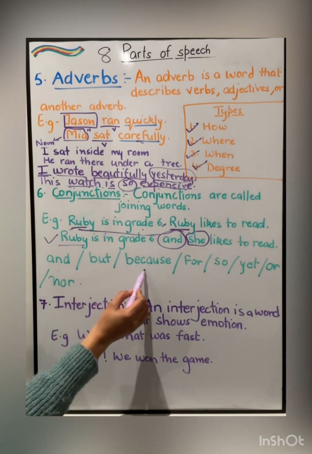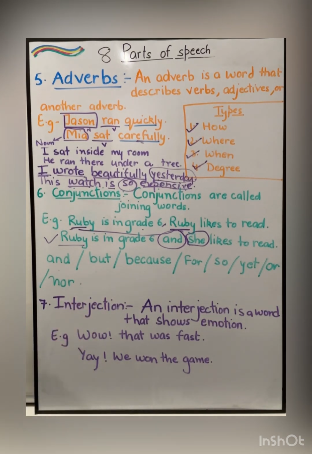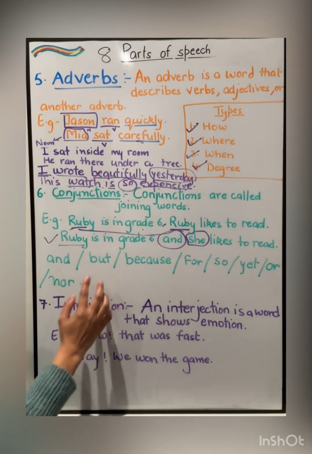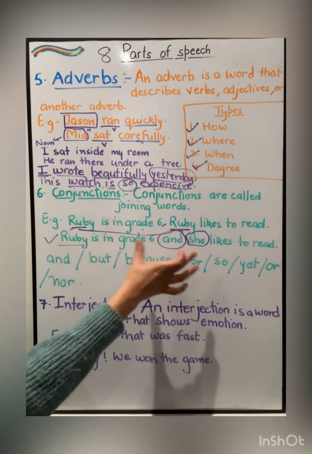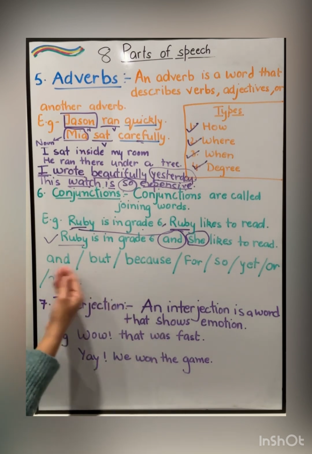And, but, because, for, so, yet, or, nor. These are most of the commonly used conjunctions. Conjunction is a very big topic, so I will be making a separate video on conjunctions where I will describe what the different types of conjunctions are and what different types of sentences we can make by using conjunctions. But just to give you an overview, conjunctions are the joining words. We don't have to write separate sentences using the same noun. We can join them together by using these conjunctions.